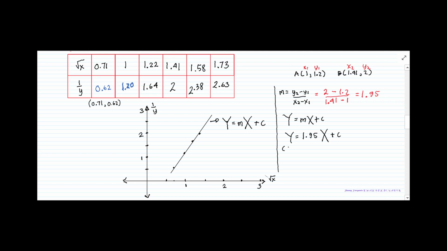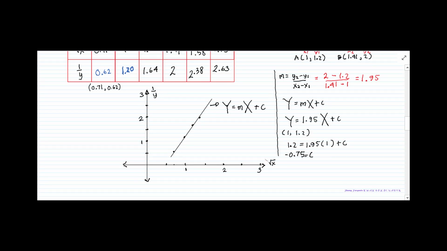I will use (1, 1.2). So I put 1.2 at the y, and then 1.95 times x, the x is 1, plus c. And then I will get c equals to negative 0.75. Now I can write the complete equation for the big Y. The big Y equals 1.95 big X minus 0.75.